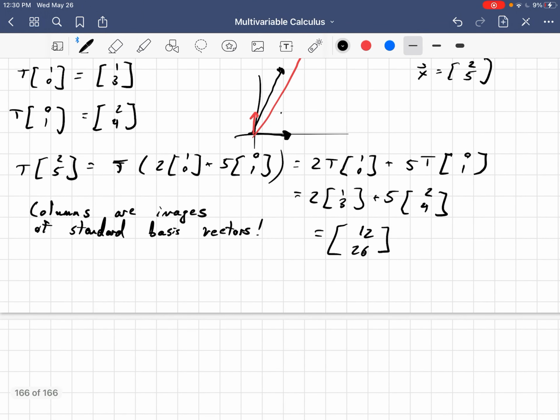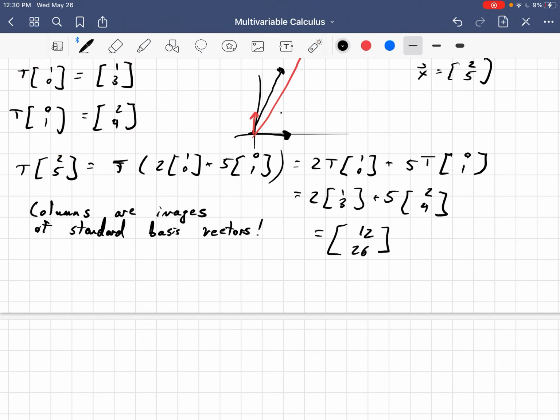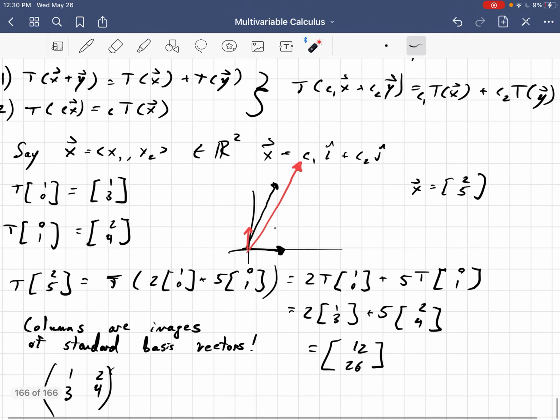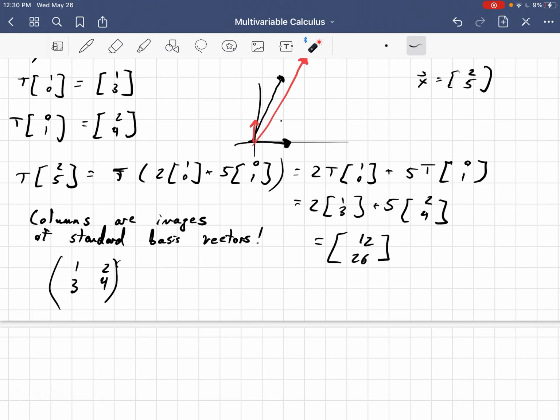So we are going to amalgamate this information here into one matrix, and its columns are going to represent the images of the standard basis vectors. So its columns are going to be 1, 3, that's where i hat lands, and 2, 4, that's where j hat lands. And so you see now that this matrix actually represents something. It represents where i hat and j hat land after this linear transformation is applied to those basis vectors. So it's just a compact way of writing a linear transformation.